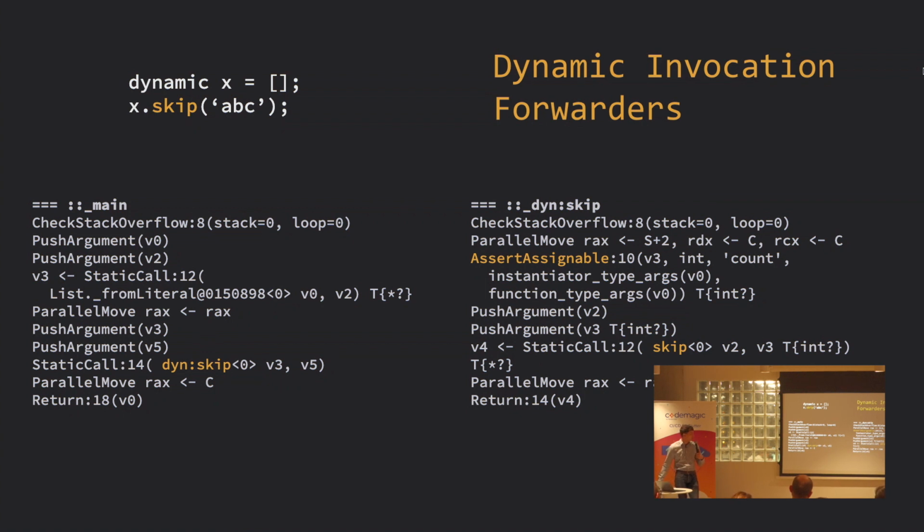So on the left, you can see instead of calling .skip, we call dyn:_skip. And then on the right, we generate a function which performs all the checks, the assert assignable instruction in this case, and then delegates to the regular skip method, which doesn't have any of those checks. So this means that for normal methods which don't involve generics, for instance, we don't have to perform any checks at all, even though it could somewhere be called dynamically.